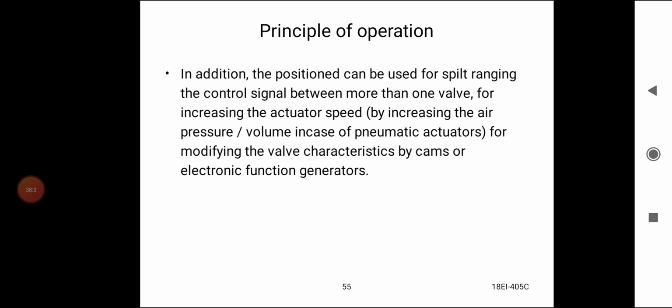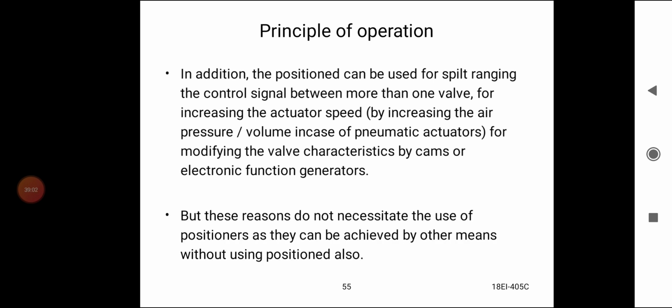In addition, the positioner can be used for split ranging the control signal between more than one valve, for increasing the actuator speed by increasing the air pressure and volume to the pneumatic actuators, and for modifying the valve characteristics by cams or electronic function generators. But these reasons do not necessitate the use of a positioner, as they can be achieved by other means without using a positioner.